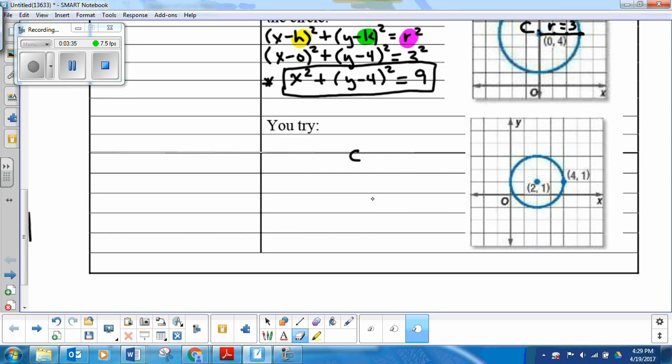And there goes my C down here. All right, so we have a Your Try over here. I want you to do the same type of process. Make sure you notate what your center point is. Determine what the radius is. And go ahead and try that, pause the video, and check out your work.